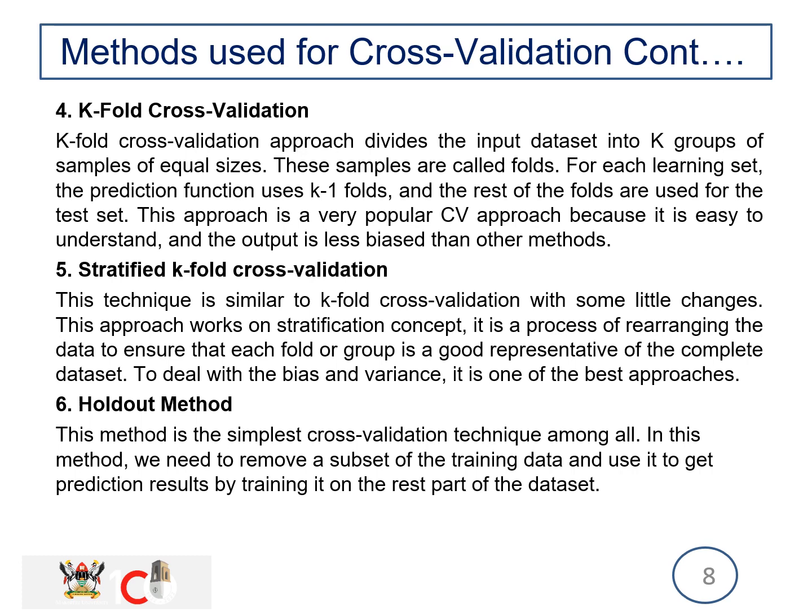The last is the holdout method. This method is the simplest cross-validation technique among all. In this method, we remove a subset of the training data and use it to get prediction results by training the model on the rest of the data.